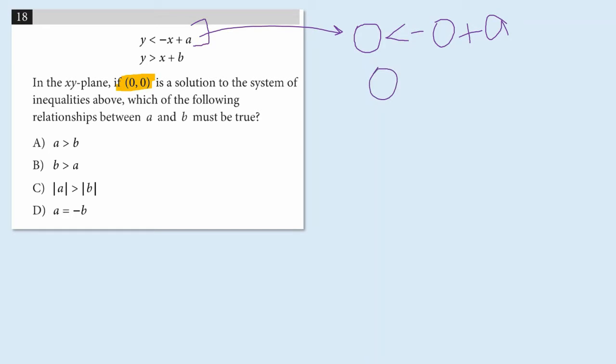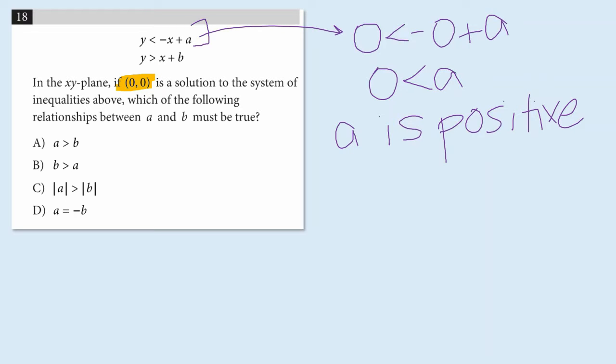And that's the same thing as 0 is less than a, which is the same thing as saying a is greater than 0. Well, if a is greater than 0, that must mean that a is positive. Right? a is greater than 0 means that a must be a positive number. Okay, well that's a good piece of information.